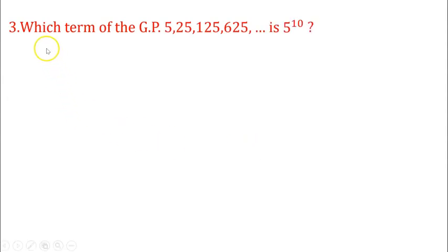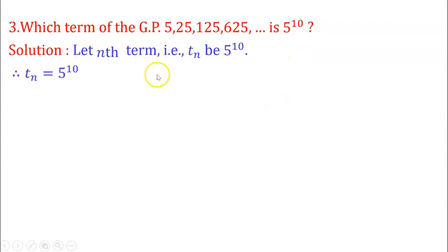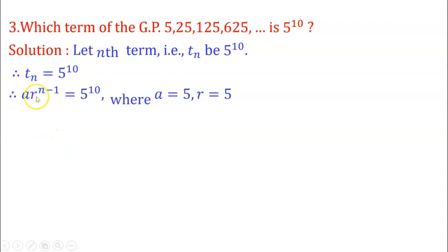Now next question. Which term of the GP 5, 25, 125, 625 is 5 raised to 10? Now here the solution. Let the nth term, that is Tn, be 5 raised to 10. Tn is equal to 5 raised to 10. Therefore, what is the formula for Tn? A times R raised to n minus 1 is equal to 5 raised to 10. Here A is equal to 5, R is also equal to 5.